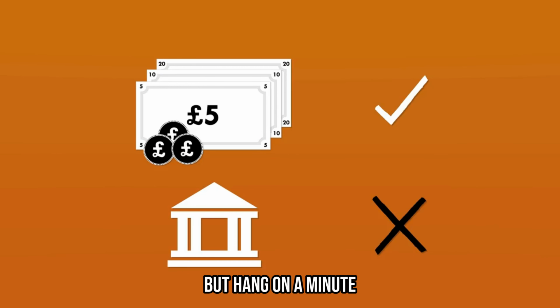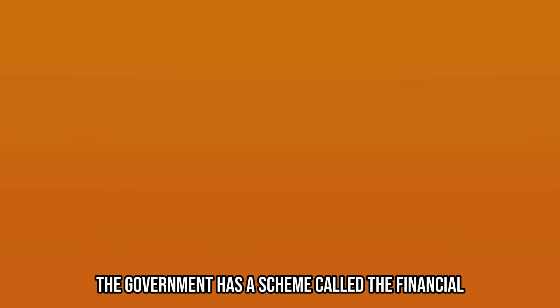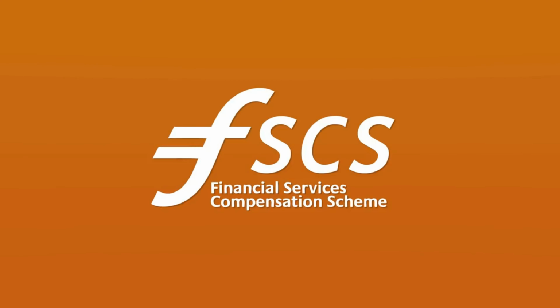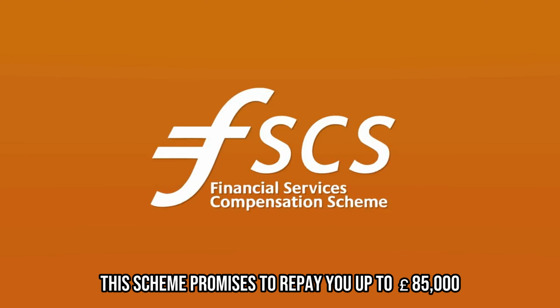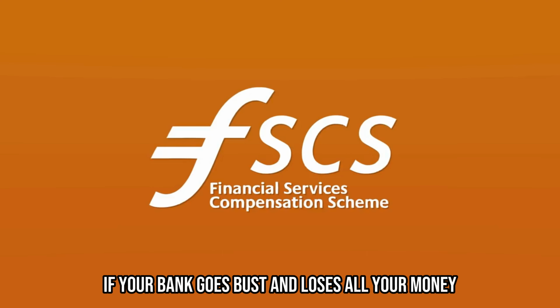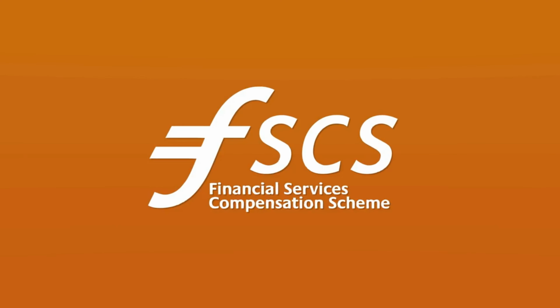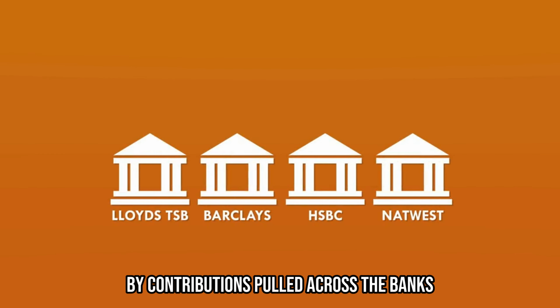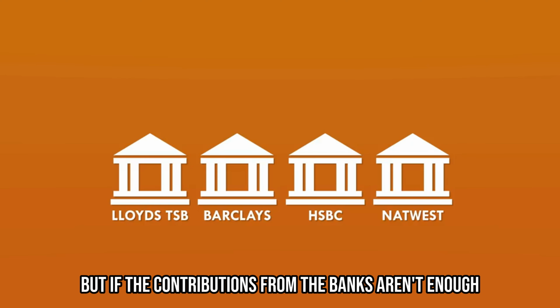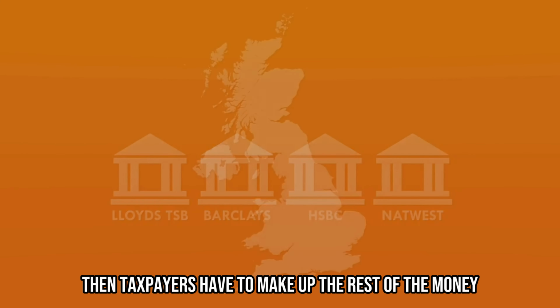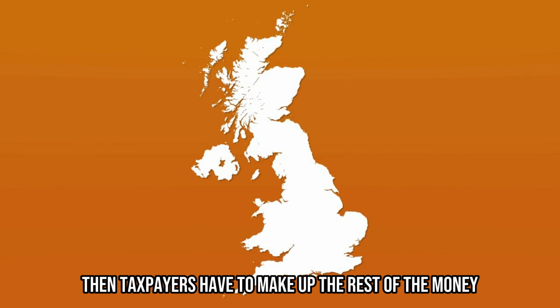But hang on a minute. The government has a scheme called the Financial Services Compensation Scheme, or FSCS. This scheme promises to repay you up to £85,000 if your bank goes bust and loses all your money. In fact, you might have seen them advertising this scheme on the tube or buses. This guarantee is supposed to be funded by contributions pooled across the banks. But if the contributions from the banks aren't enough, as happened during the financial crisis, then taxpayers have to make up the rest of the money.